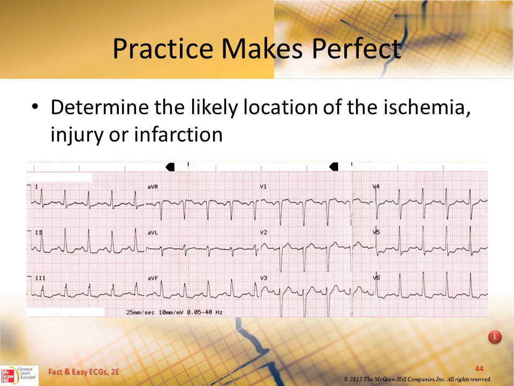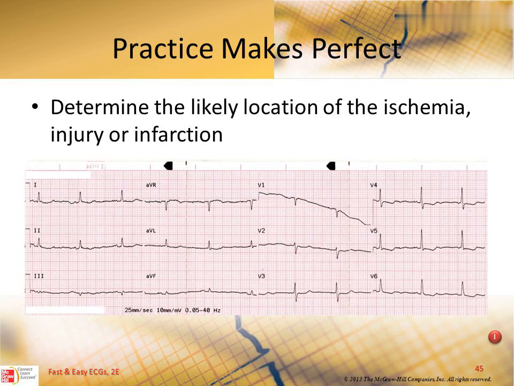Practice makes perfect. Determine the likely location of the ischemia, injury or infarction. Answer: inferior lateral wall ischemia, ST segment depression and T wave abnormality in leads 2, 3, aVF, V5 and V6. Practice makes perfect. Determine the likely location of the ischemia, injury or infarction. Answer: consider lateral wall ischemia, ST segment depression and T wave abnormality in leads V5 and V6.